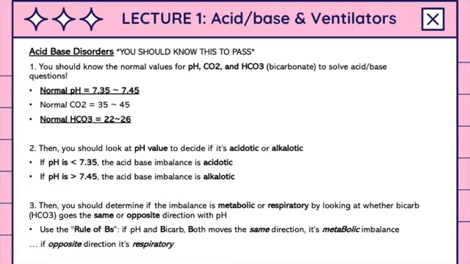Oh, 22 to 26. 2, 2, 2, 6. Oh, that's cool. That's an easy one. That's good. Lots of 2s. Bicarb. So 2, 2, 2, 2, 6. All right. Now, let's look at those, and let's look at our examples.